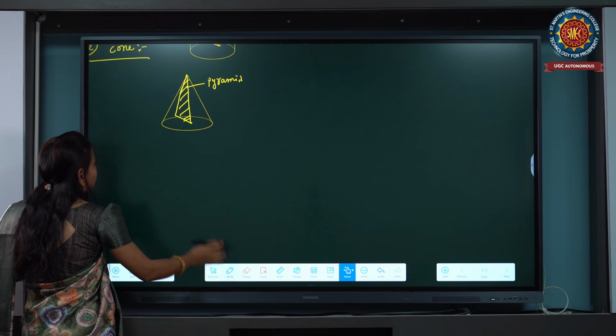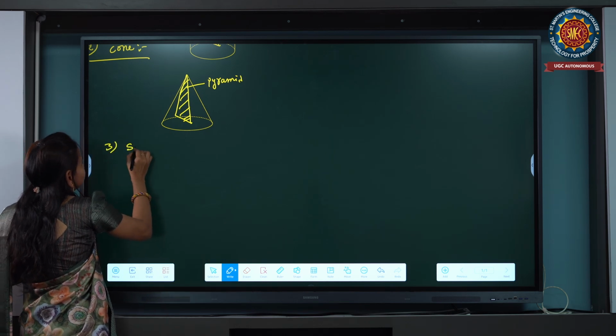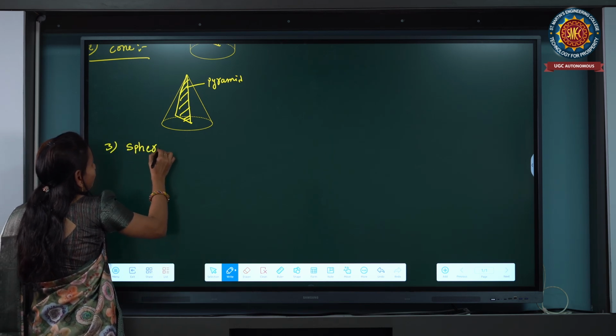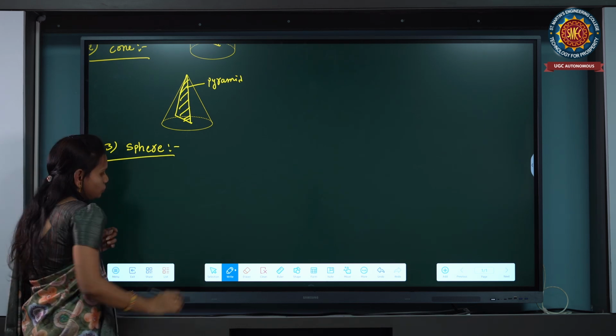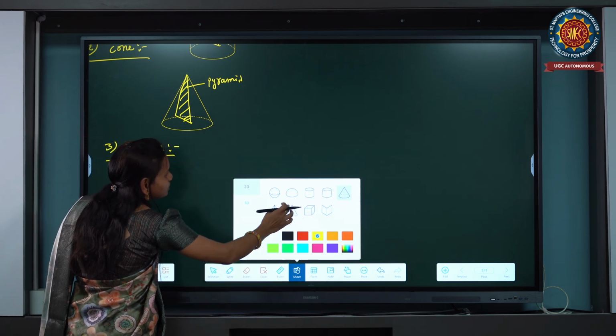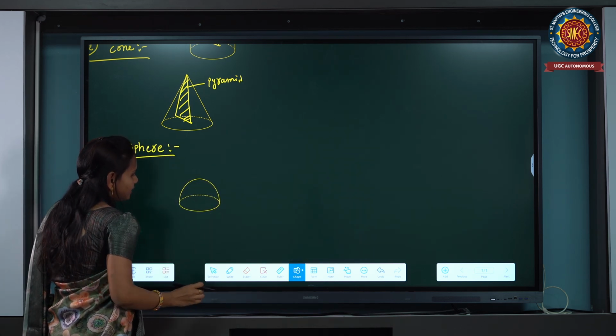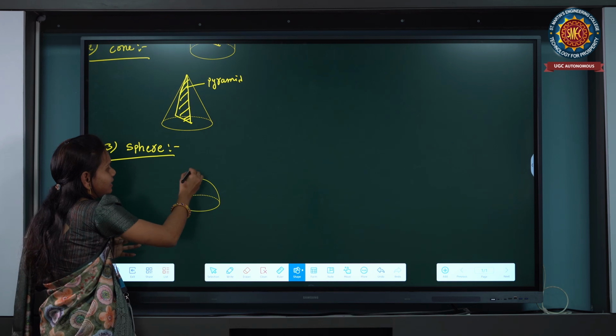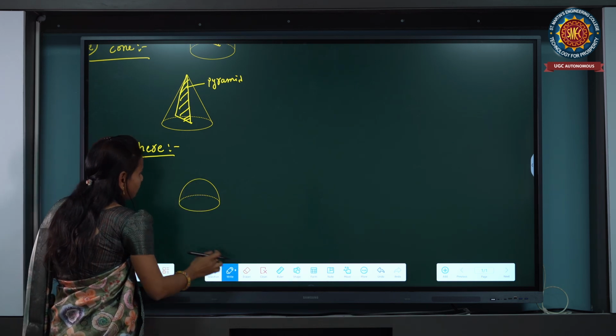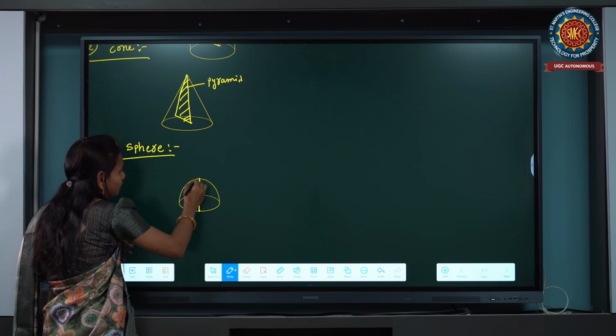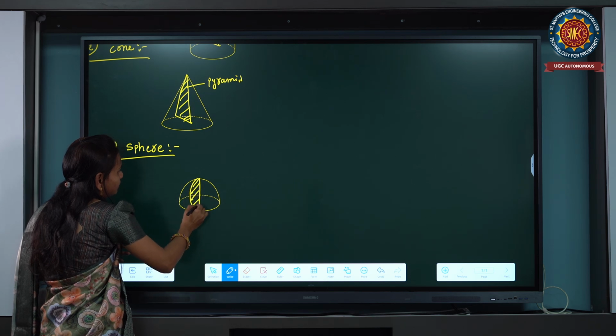The third one is the sphere. What is a sphere? Here I am taking an example of a sphere. So this is the sphere. The sphere has a diameter inside. So this is the diameter of the sphere.